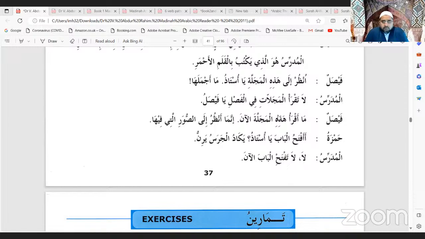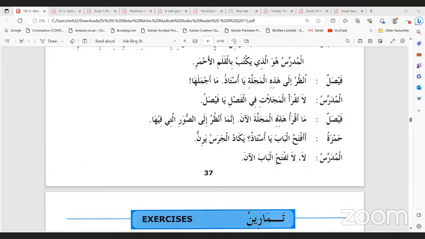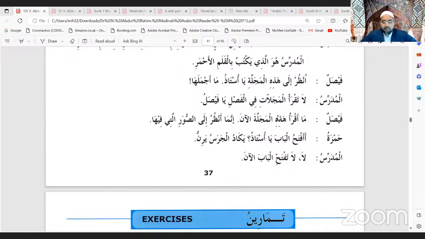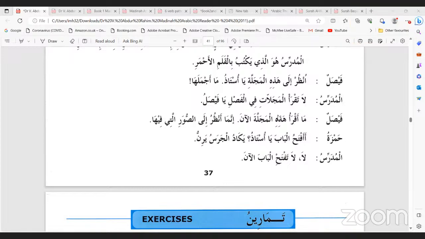Look at this magazine, O teacher. How beautiful it is. La takra al-majallati fil fasli ya Faislu. Don't read the magazines in the class, oh Faisal. Takra, don't read.